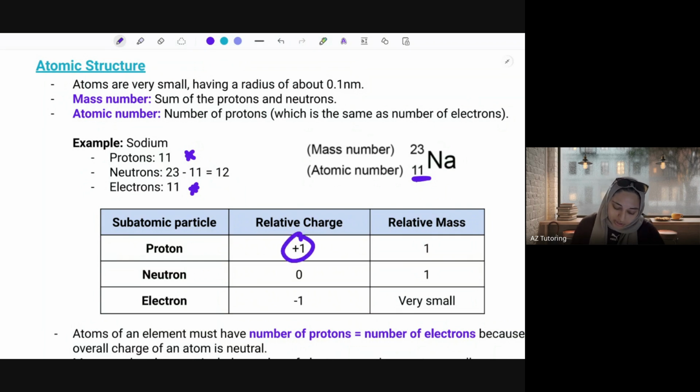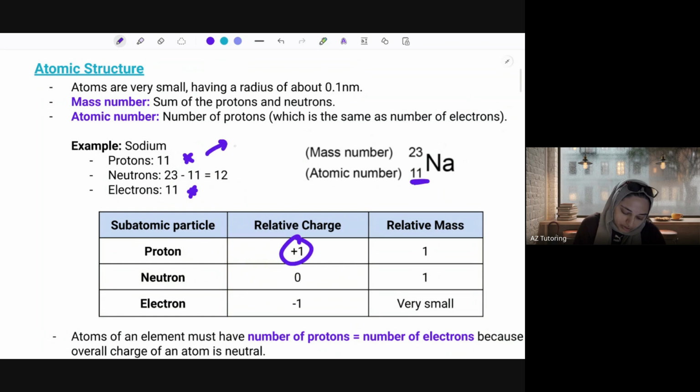The protons are positive. So if I've got 11 plus, because of the protons, I need 11 minus as well to cancel that out. The electrons are negative. So that's the reason why we've got the same amount of electrons and protons.